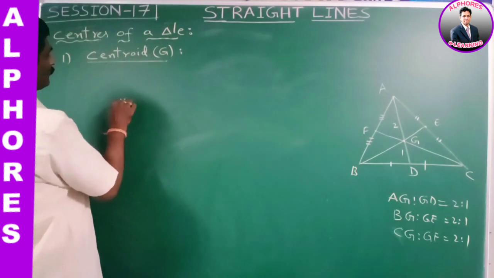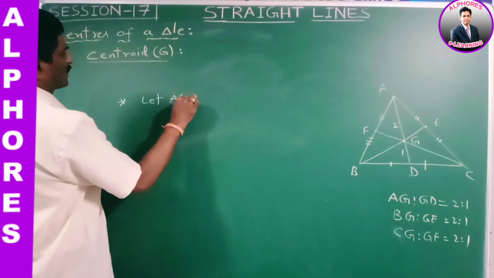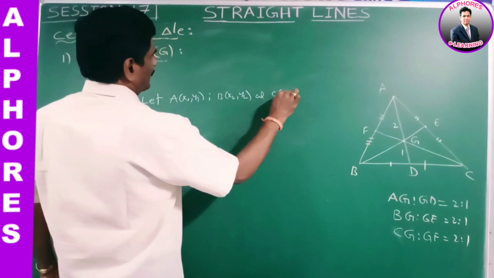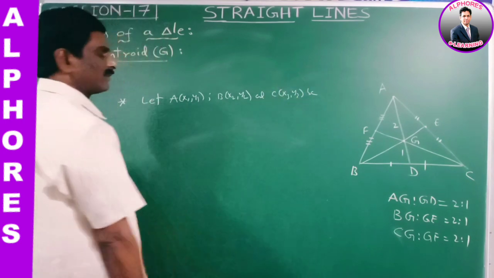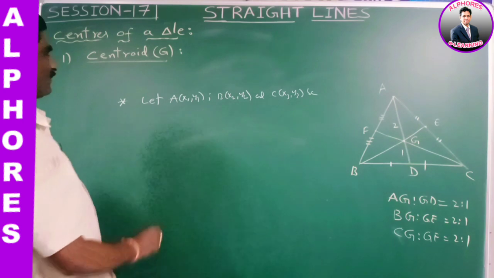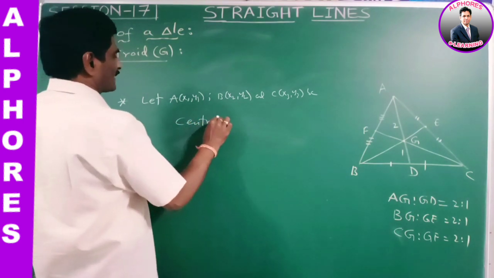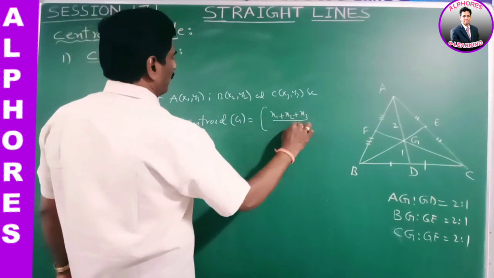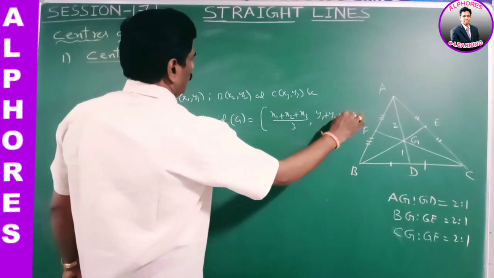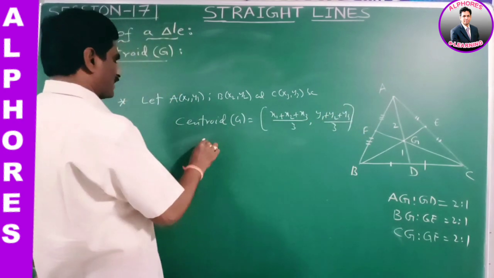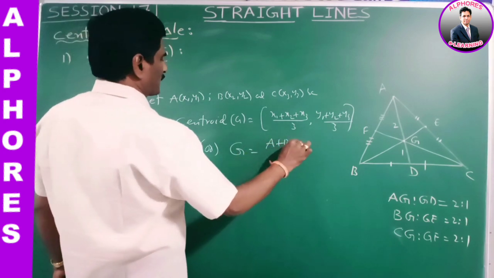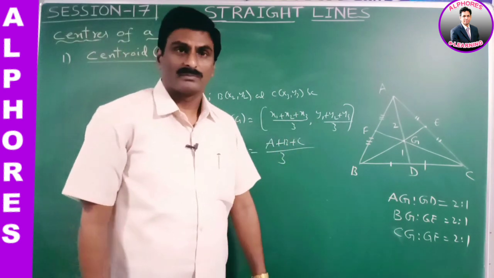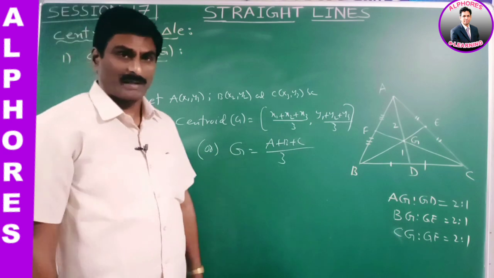Next, let A (x1, y1), B (x2, y2) and C (x3, y3) be the three vertices of a triangle ABC. Then the centroid G is equal to ((x1 plus x2 plus x3) by 3, comma (y1 plus y2 plus y3) by 3), or simply it can be denoted by G is equal to (A plus B plus C) by 3. That means the sum of the x coordinates by 3, comma the sum of the y coordinates by 3.